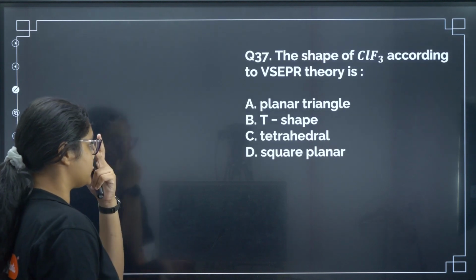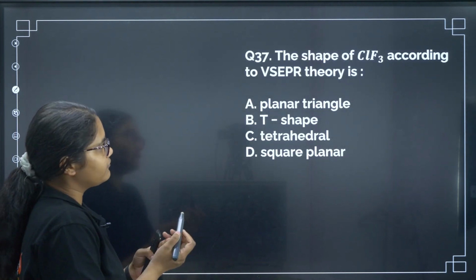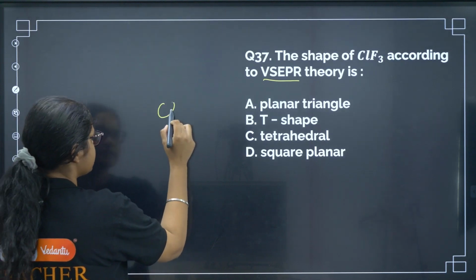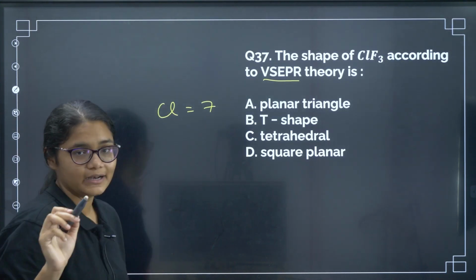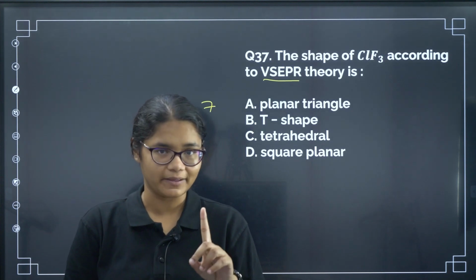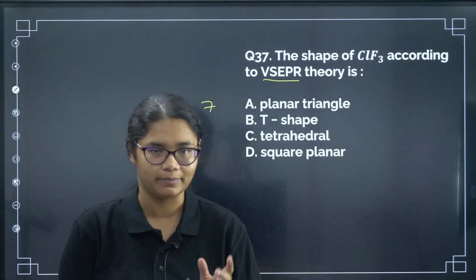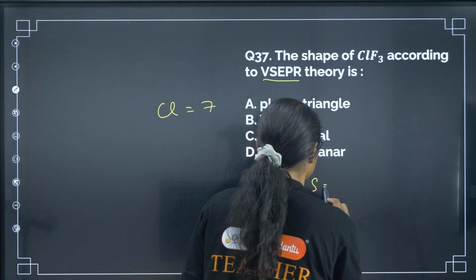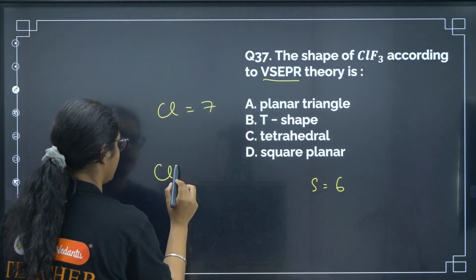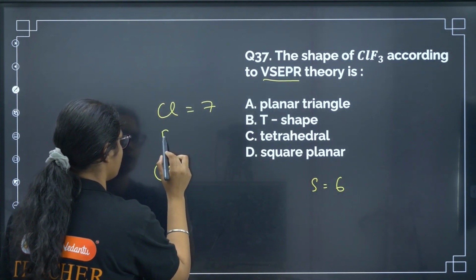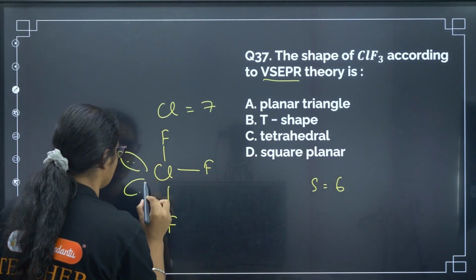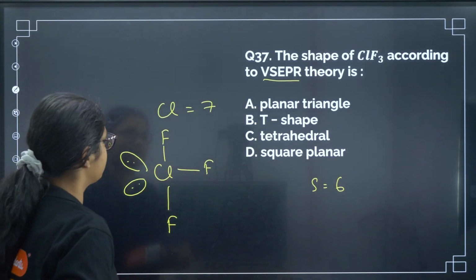Now let us see the next question. The shape of ClF3 according to VSEPR theory. ClF3. Cl has 7 valence electrons, right? And 5 electrons are used for bond formation. So there is 1 lone pair. So I can say 5 bond pairs and 1 lone pair. So the steric number is 6, right? So if you see here, ClF3, so there are 3 fluorine atoms, and okay, so we will get this one.